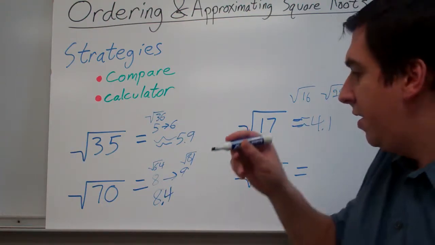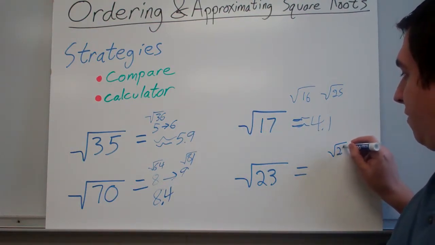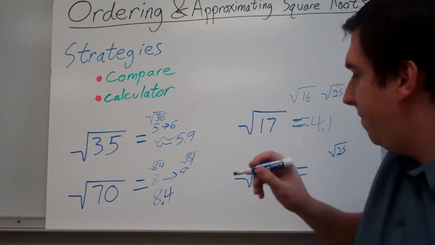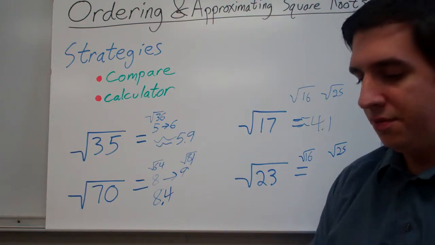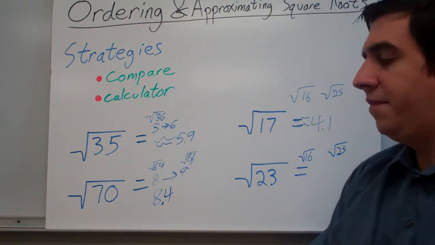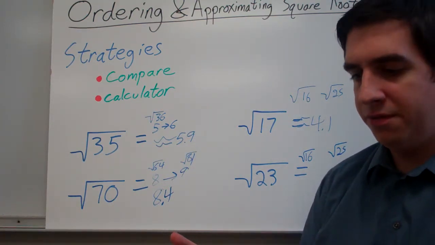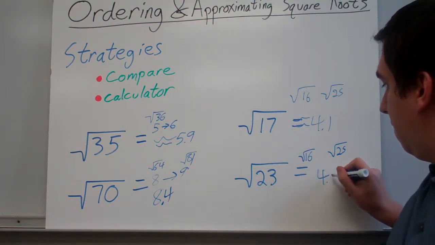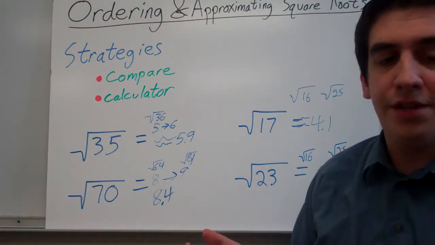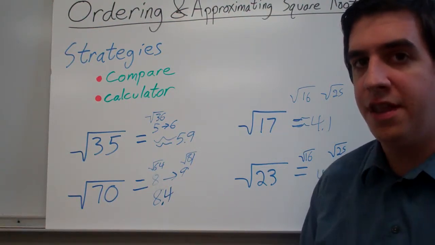Square root of 23, I know is close to the square root of 25, but it's lower. So it's between the square root of 16 and the square root of 25. If I do that one on my calculator, the square root of 23, I get about 4 and 8 tenths. And I know that 4 and 8 tenths is closer to 5 than it is to 4.